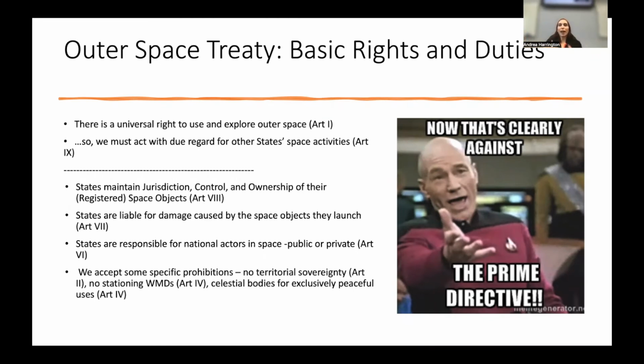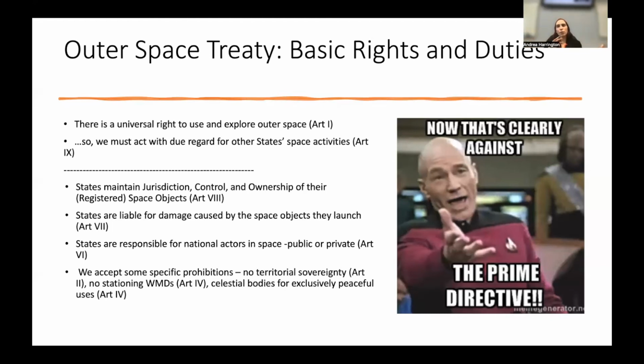If we maximally used our right to use and explore without regard for other states, that would mean that states could see, oh, well, another state has a satellite in this particular orbit. I'm just going to launch my own satellite, gently push it out of orbit, and take the slot that it's in. I'm just using and exploring outer space, right? That's just a use. I'm just using space. Don't mind me. I have a right to use space.